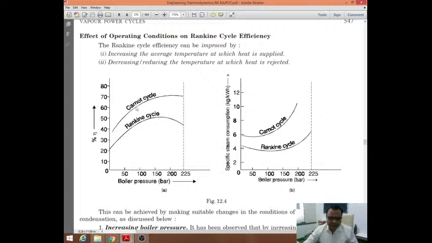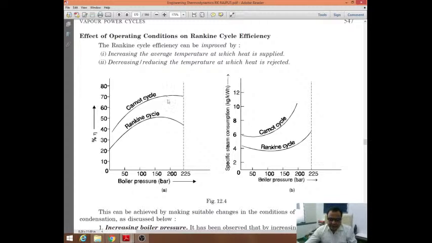And similarly for the Carnot cycle also, around the same range of pressure we are getting the maximum efficiency, but you can see the difference in the efficiencies. The peak efficiency of the Rankine cycle is of the order of 50%, whereas the peak efficiency of the Carnot cycle is of the order of 70%.